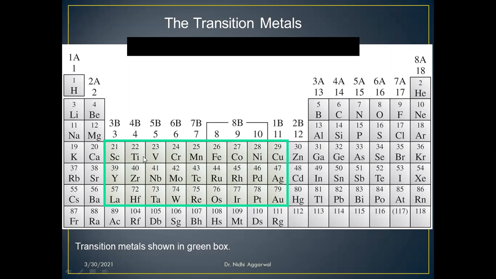Now, this is the first 3d transition series, from scandium to copper, and from yttrium to silver it is the 4d transition series, and from lanthanum, hafnium up to gold it is the 5d transition series. These are the metals which form a large part of the coordination compounds.